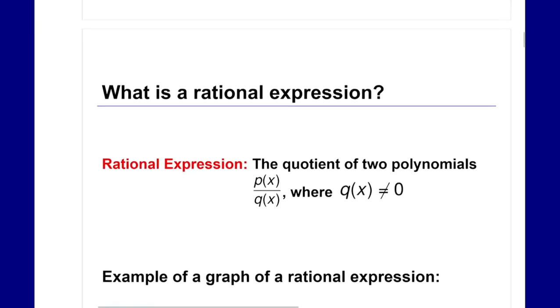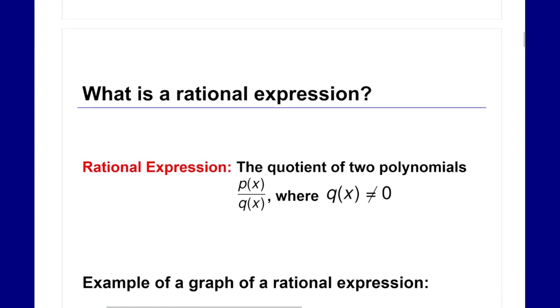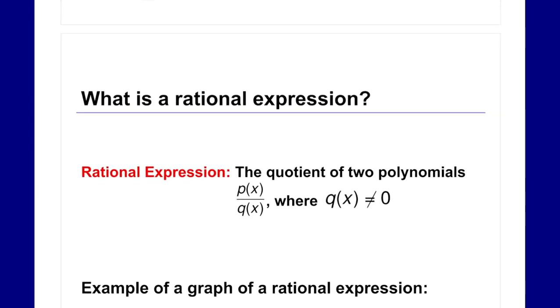So we want to start off with, well, what is a rational expression? A rational expression is a quotient of two polynomials. So p of x divided by q of x, where q of x does not equal 0. And this is something that we have touched on briefly when we looked at domain and range all the way back in the beginning. But again, with a rational expression, similar to rational exponents, rational just means a fraction. So we have expressions dealing with fractions, and we have a function on the top and a function on the bottom.